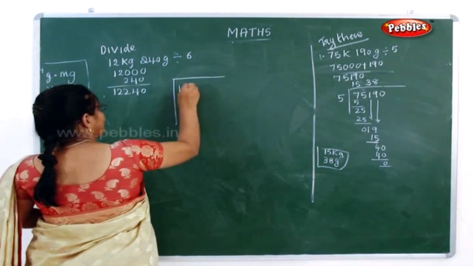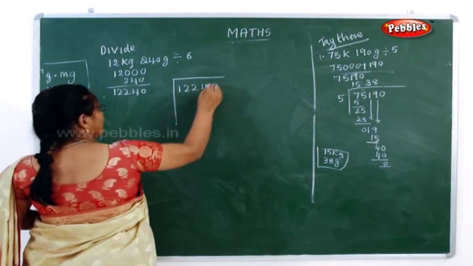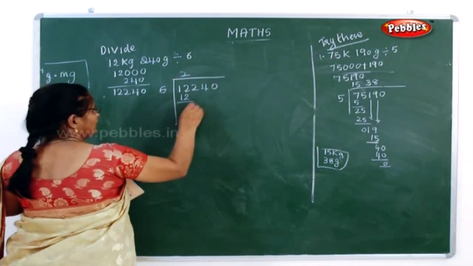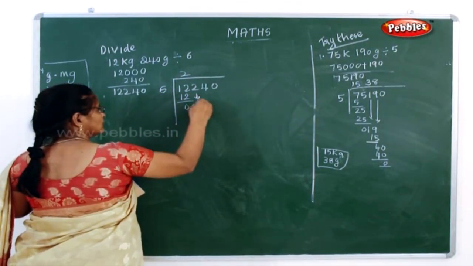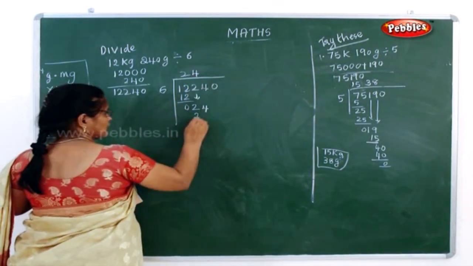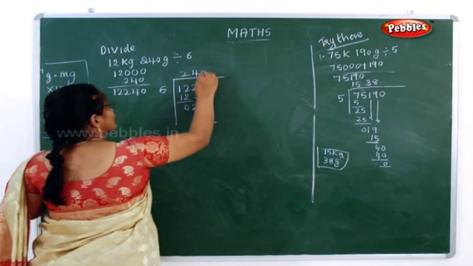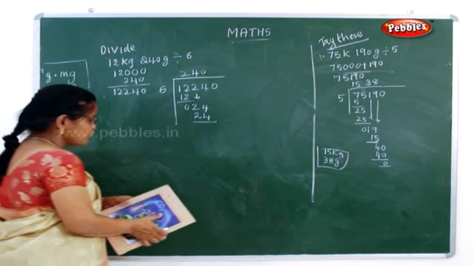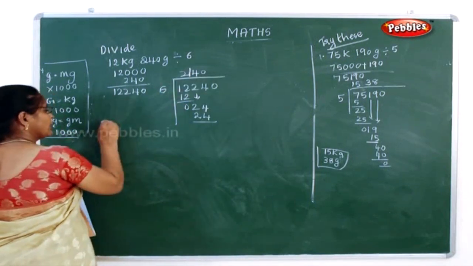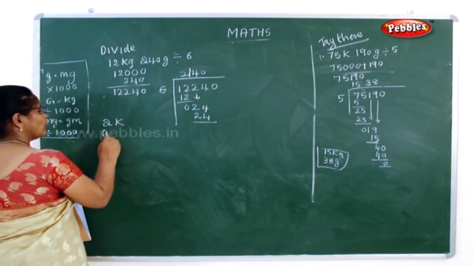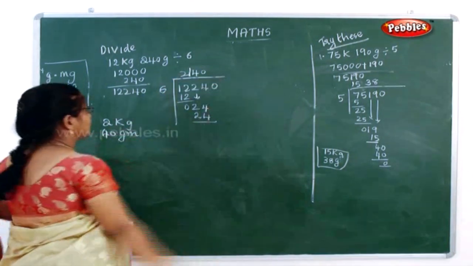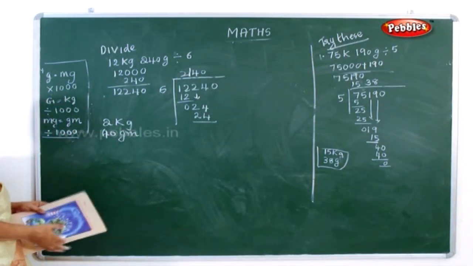Now 12,240 divided by 6. So 6 2s are 12, then 240, 24. How many times will it go? 4 times, then the 0. So what is the answer? What will you write here? You have to write immediately, because already you have converted it. So 2 kilos and 40 grams. You will write 2 kilos and 40 grams.